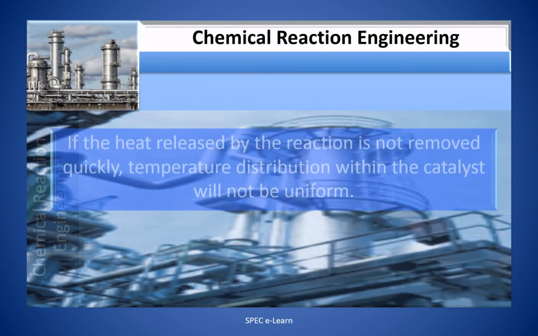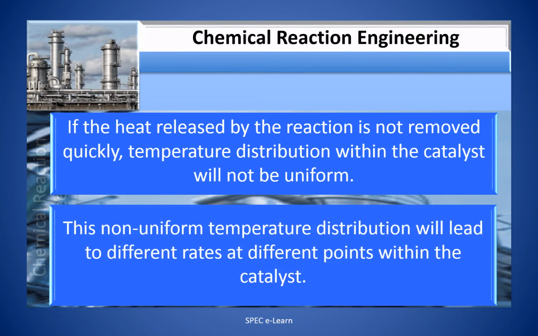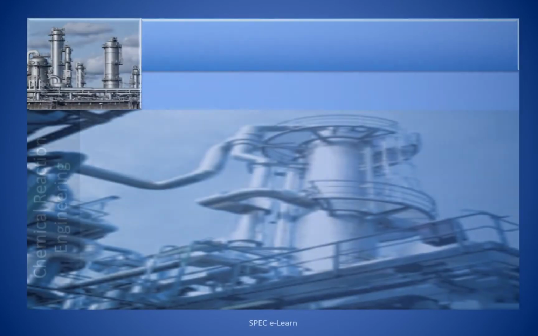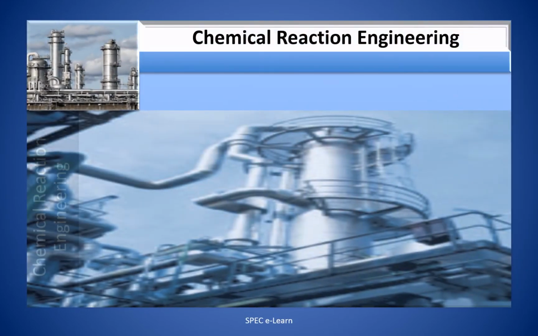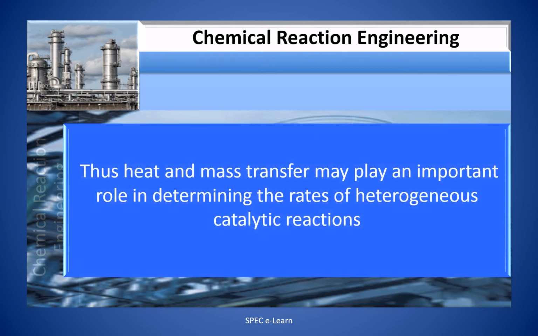If the heat released by the reaction is not removed quickly, the temperature distribution within the catalyst will not be uniform. This non-uniform temperature distribution will lead to different rates at different points within the catalyst. Thus, heat and mass transfer may play an important role in determining the rate of heterogeneous catalytic reactions.